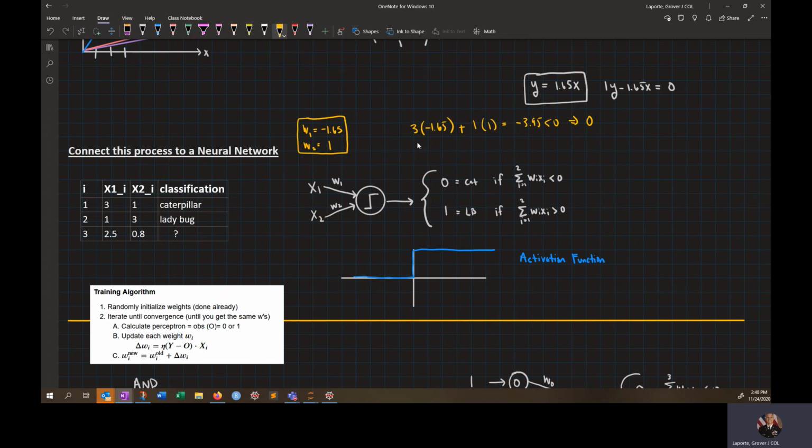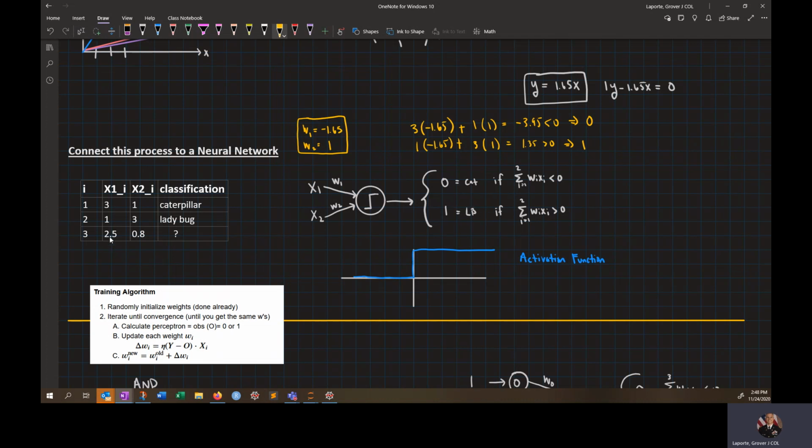I have 1 times my weight of negative 1.65, plus the other one, 3 times my weight of 1 again. If you do that multiplication, I get 1.35, which is greater than 0, so we report out a 1, and we classify that one as a ladybug.